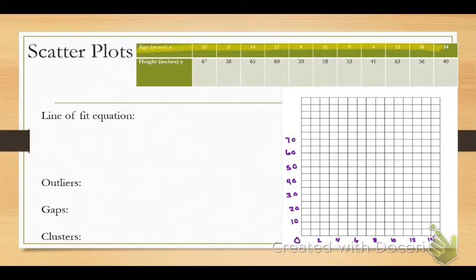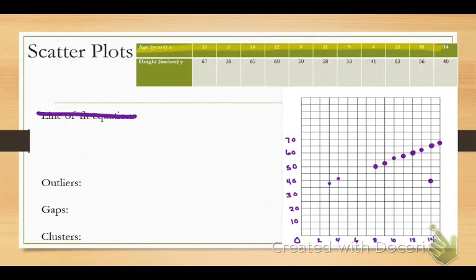All right, now what I'm going to do is plot these points on my scatter plot. I'm going to do the first couple with you. I've got 15 and 67, so I'm going to follow it all the way over to 15 and up to a 67, right about there. Okay, I'm going to pause it. I'm just going to let you fill in the rest of the scatter plot.